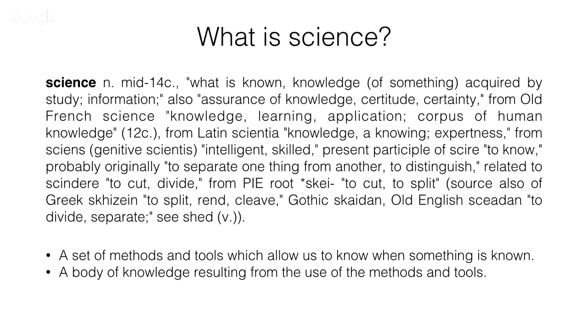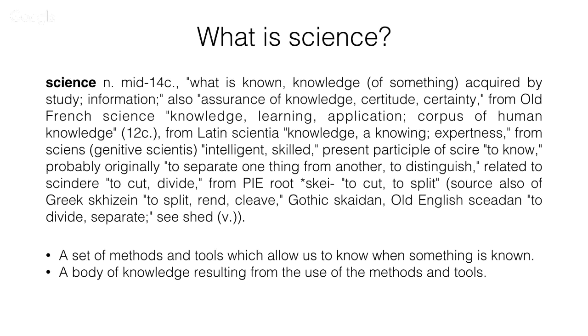Now, how we use the word science today, or if we use it properly, it means two things, as you see in the two bullets at the bottom. Science is a set of methods and tools which allows us to know when something is known. Now, remember, the root of the word science, or the historical meaning of the word science, is to know, from sciere, which is the present participle of to know.